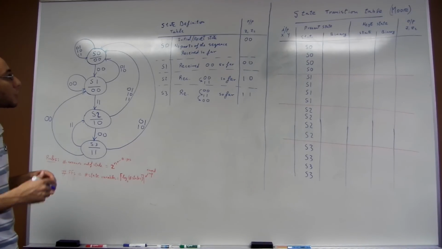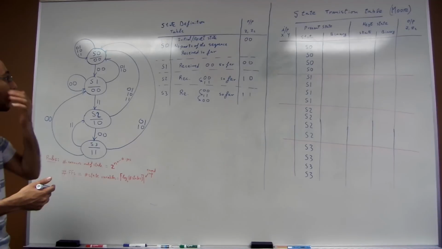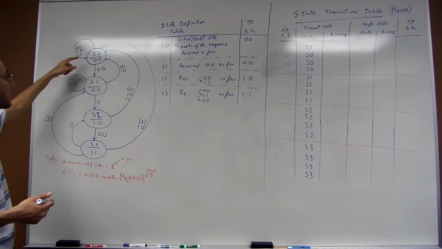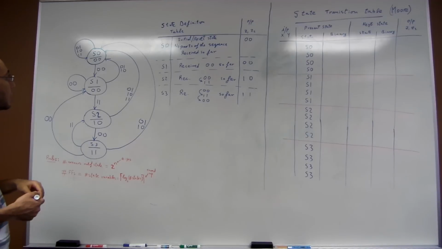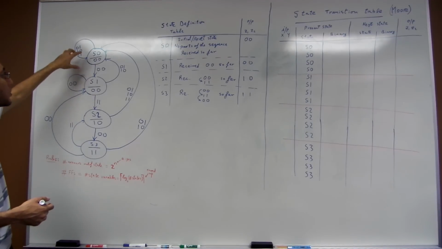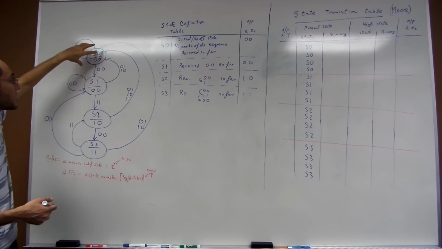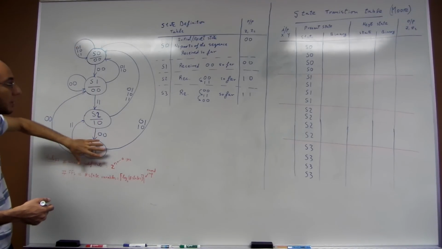So after you finish writing down the state diagram, if you were not in an exam, if you had some time, I would redraw the state diagram in a cleaner way. Okay, so that's basically what I have done here. So how did I organize it? I organized it S0, S1, S2, S3.